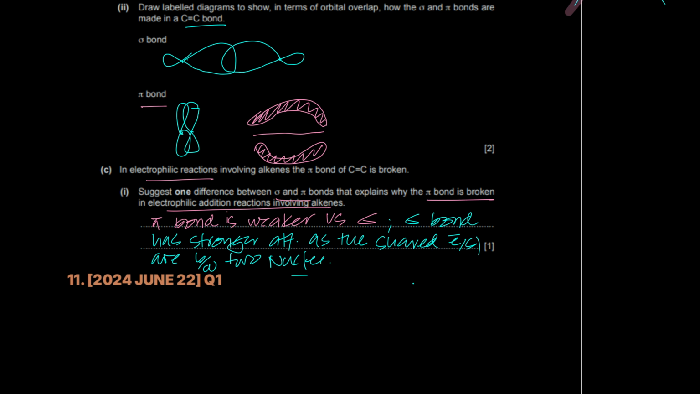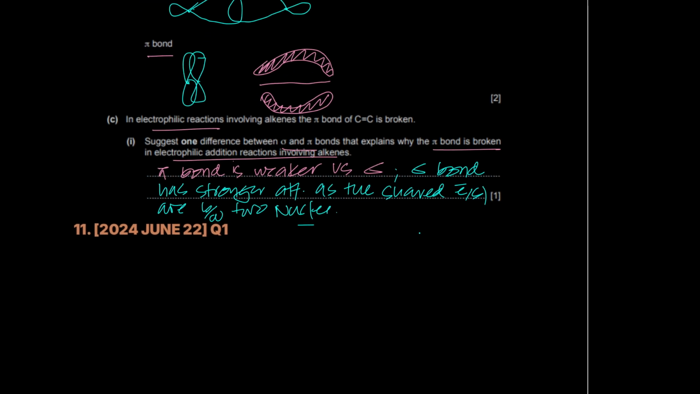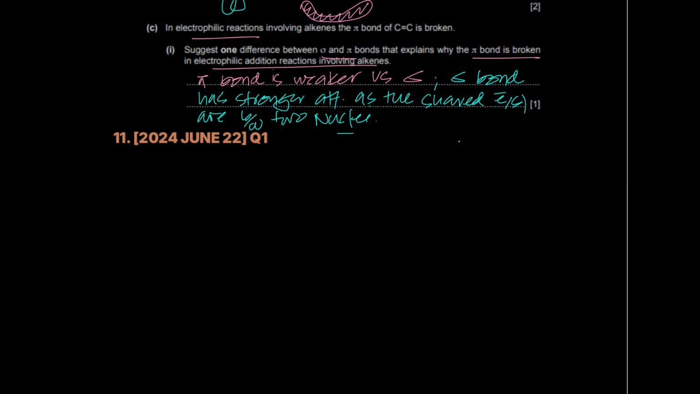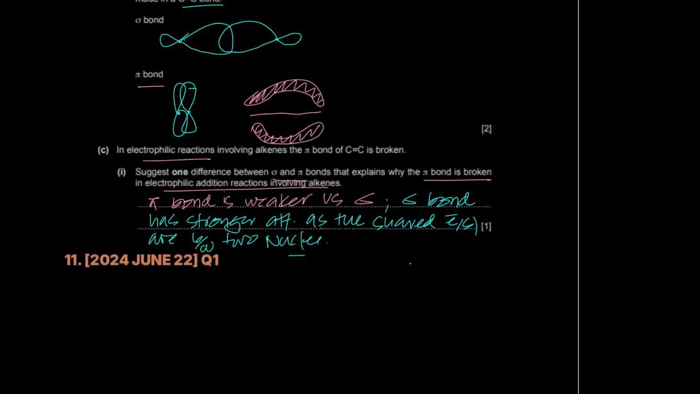Sir, for 1 mark, should I write this much? Yes, please. It's A levels. It's not O levels. You need to tell the examiner that you know everything about this. Or you could have even talked from the perspective of the pi bond. You could have said, the pi bond is weaker versus the sigma bond because in a pi bond, the shared pair of electrons are further away from the nuclei, so weaker attraction. You could have talked from the perspective of pi bonds as well.